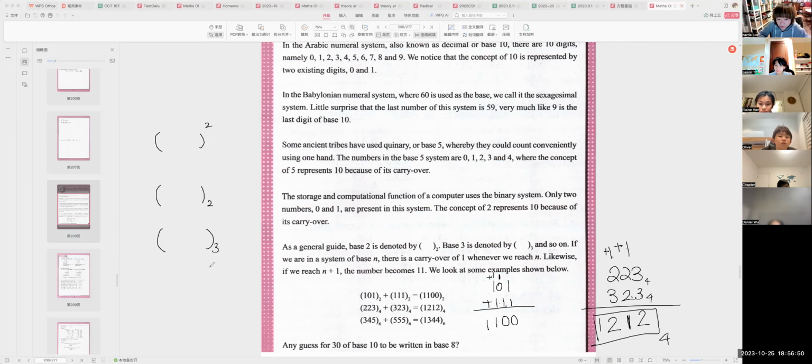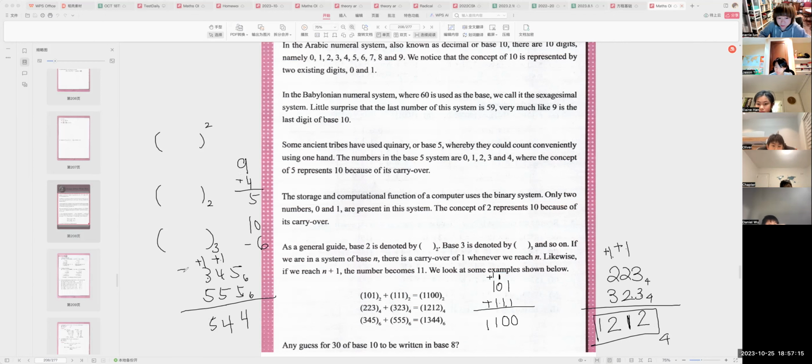Okay, let's take a look at 345 plus 555, but in base 6. 5 plus 5 equals 10, but you need to subtract 6, right? Because every 6 you need to carry over 1, so the leftover is 4. And 1 plus 4 plus 5 is 10 again, so 10 minus 6 equals 4 and carry over 1. And 1 plus 3 plus 5 equals what? Equals 9. So 9 minus 6 equals 3.